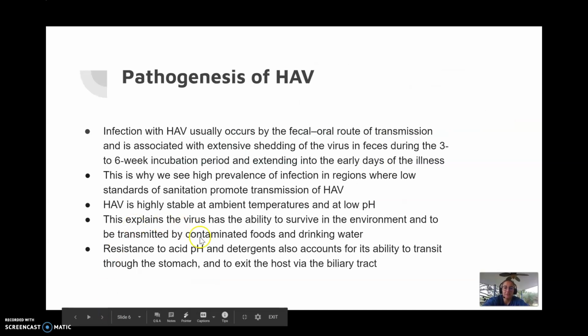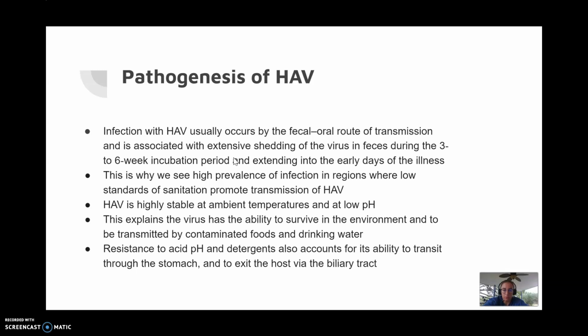Pathogenesis of HAV. Infection with HAV usually occurs by the fecal oral route of transmission and is associated with extensive shedding of the virus in feces during the 3 to 6 week incubation period and extending into the early days of the illness. This is why we see high prevalence of infection in regions where low standards of sanitation promote transmission of HAV.